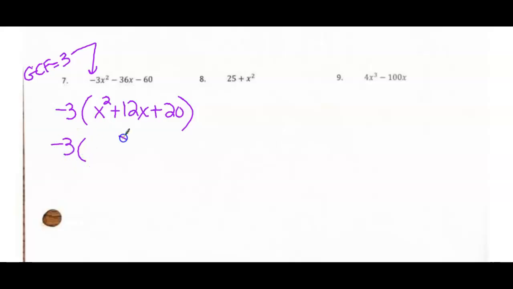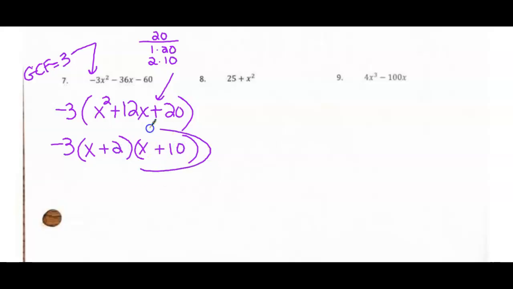So I'm going to set this up as 2 binomials. I look at my last term. It is positive. When the last term is positive, both of these have to be plus. The only thing to get x squared is x and x. Factors of 20. If you have to write them, you write them, if you can't think of which ones would work. 1 times 20, no. 2 times 10, we found our factors. One of these is 2, one of these is 10, and there is number 7.